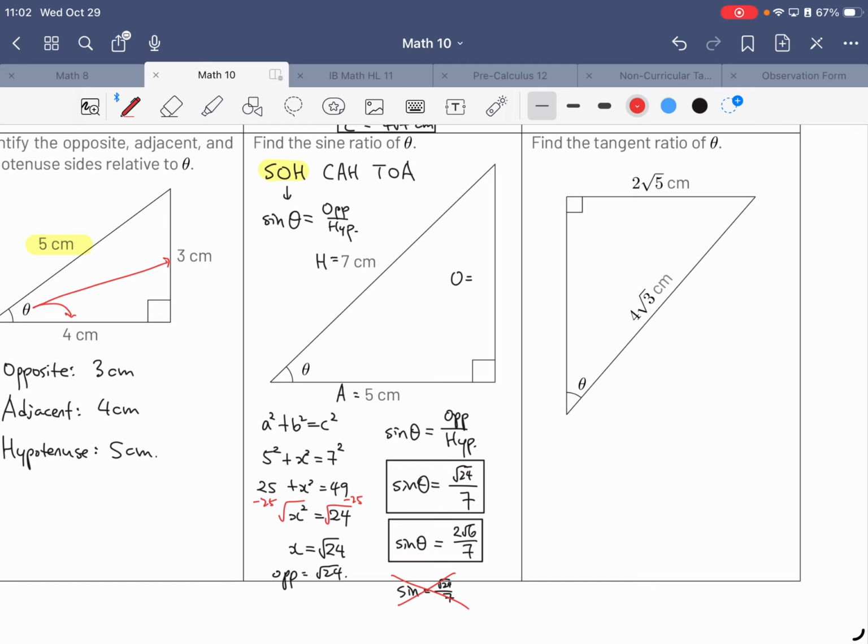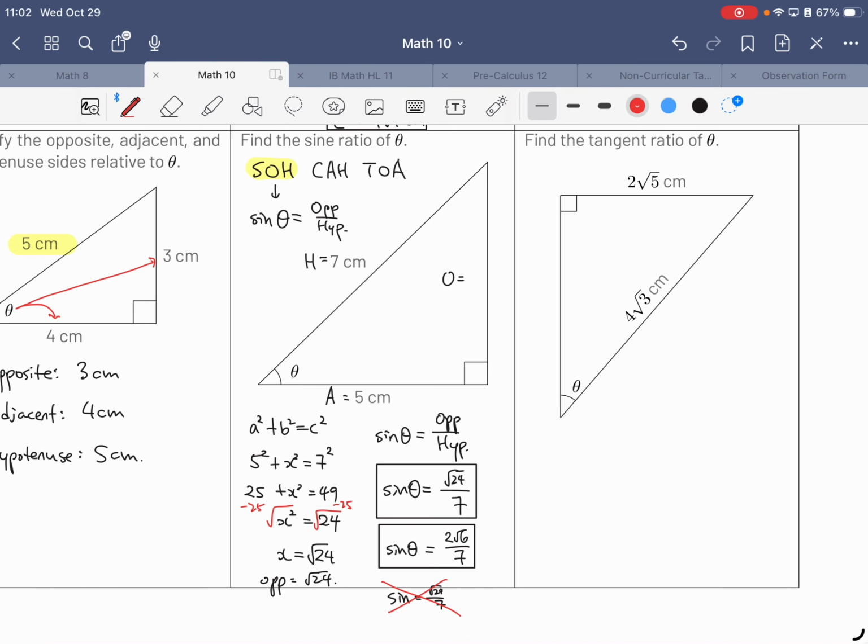Let's do the last question. This is the advanced level question, so hold your seatbelt. Let's find the tangent ratio of theta. So first thing, let's do the same SOHCAHTOA. Because we're looking for the tangent ratio, we know that we're looking at the last one, the TOA. What does the TOA stand for? It means that tangent theta is equal to opposite over adjacent, which means I need to know the length of the opposite side and the length of the adjacent side.